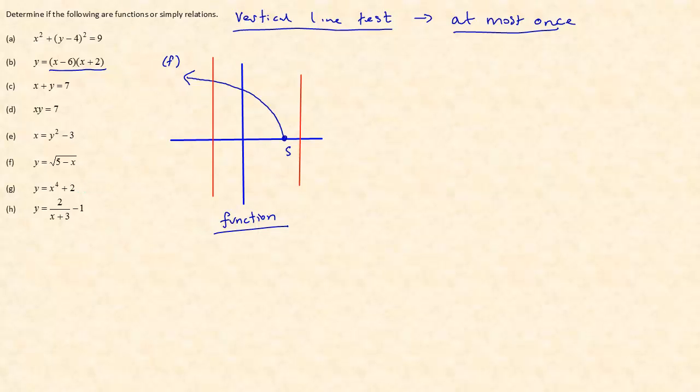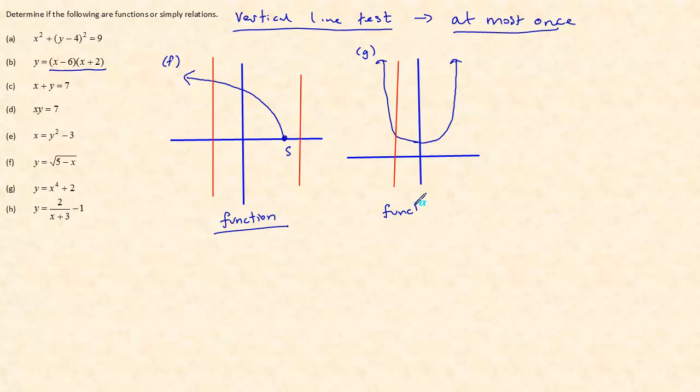G is x to the 4 add 2. So if we were to sketch that, and once again this is a curve that we've met before, this type of curve. So that's actually going to look something like that. And any vertical line is going to cut just the once, and so that one is a function.